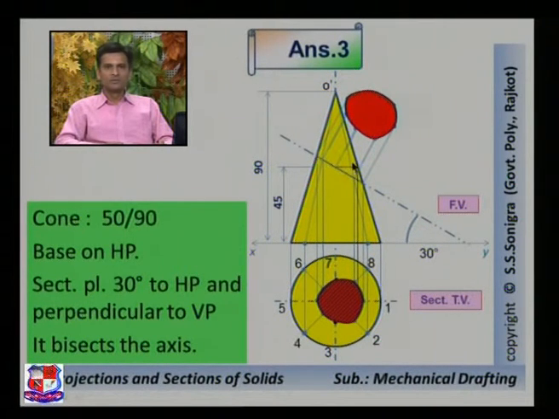This smooth curve represents the true shape of the section. You can write the name, it's a true shape, and you can draw the section lines in this shape also.